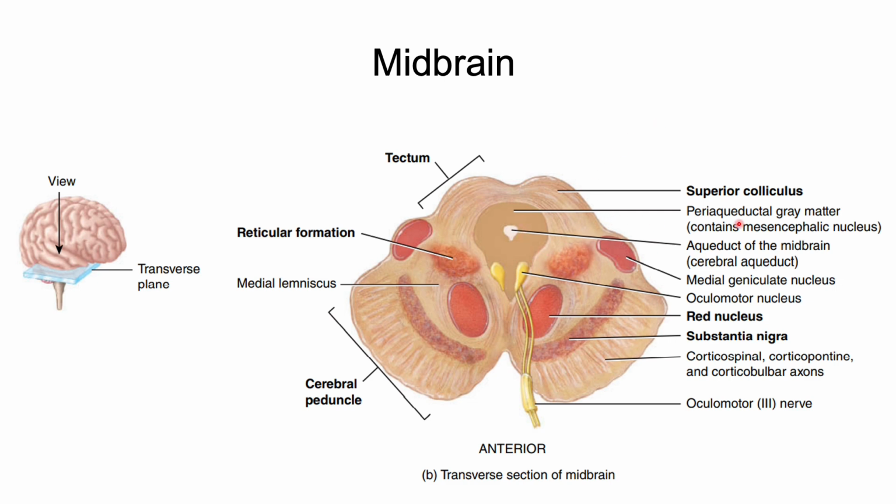Also here, this is the periaqueductal gray matter that we talked about when we talked about pain and the endogenous analgesic system. It's located here. Again, the midbrain, as in every other structure in the brainstem, contains different ascending and descending pathways and tracts, and also contains different nuclei for cranial nerves.